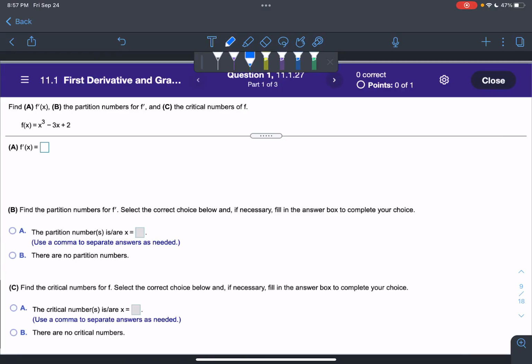So for this one, we want to know what my derivative is, what the partition numbers are, and then the critical numbers. So let's first find the derivative. So f prime, and here's my f of x, my f prime will be equal to the derivative of my f, right? So all of this, and we can break this up if you want, if you're not ready to take them one by one.